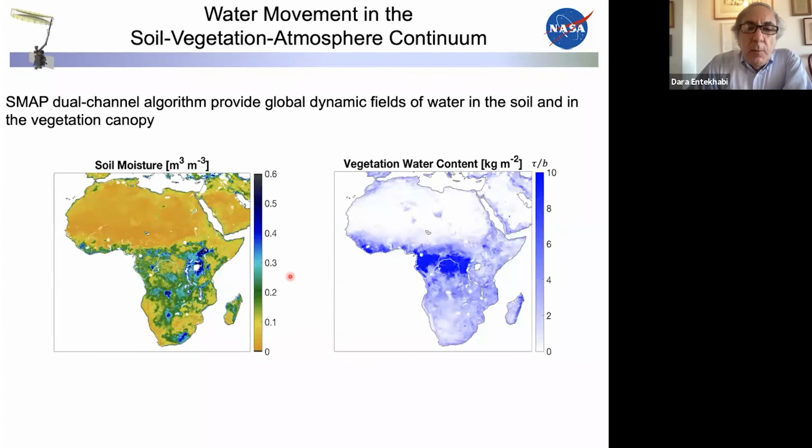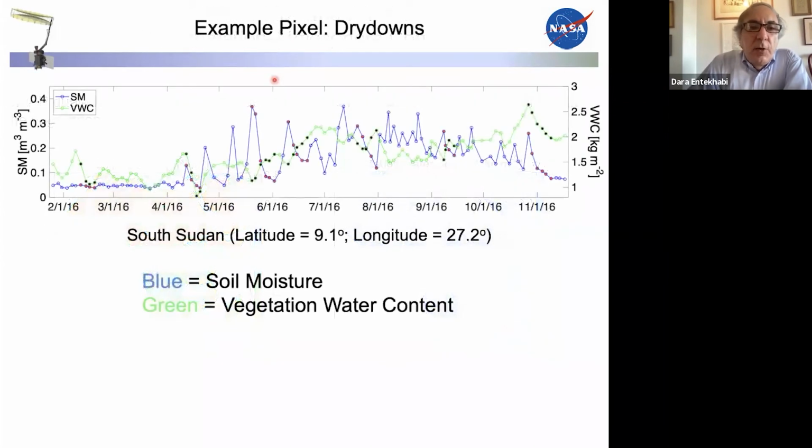So one thing that the SMAP satellite allows us to derive is not only soil moisture, the volume of water in the soil, but also the amount of water in the vegetation. So the density of water in the vegetation. So we have simultaneous global fields of soil moisture and vegetation. How does water move during the interstorm based upon observations alone in the soil vegetation atmospheric continuum? So this is a time series of the two, soil moisture in blue, vegetation water content in green.